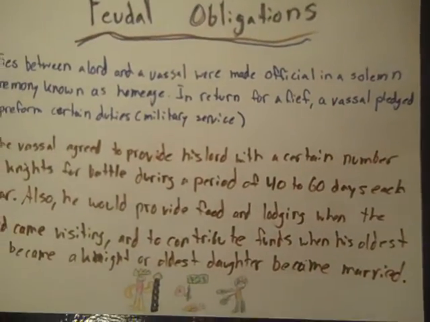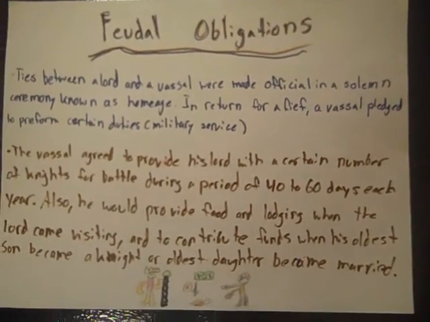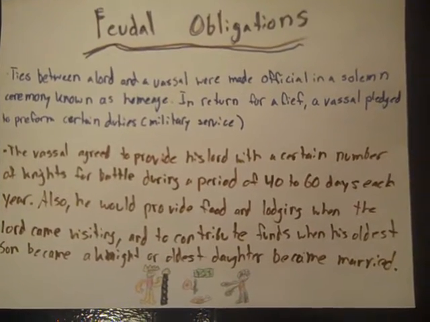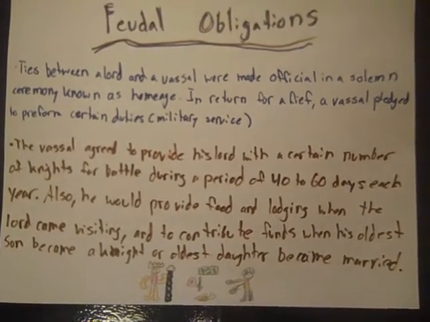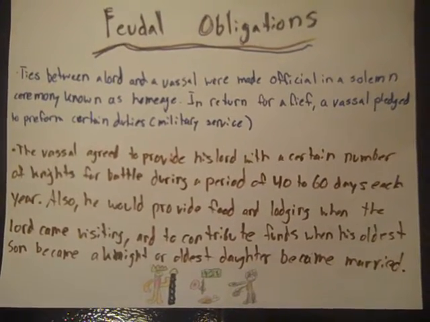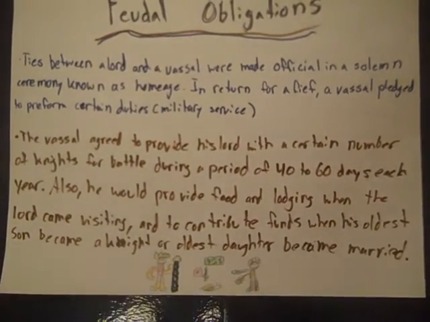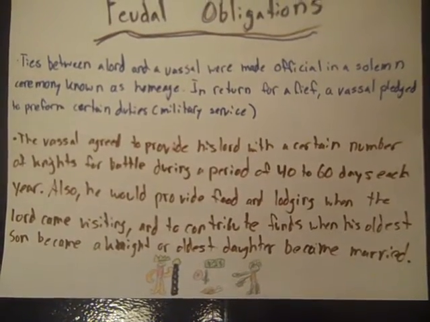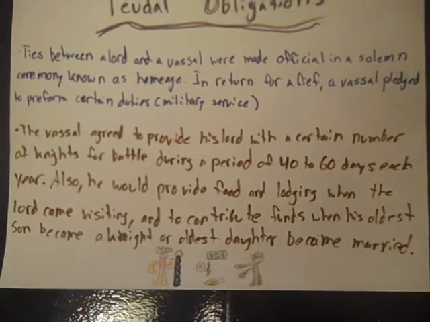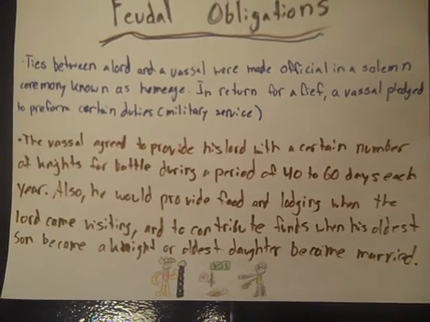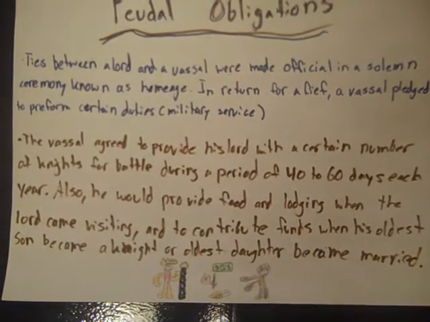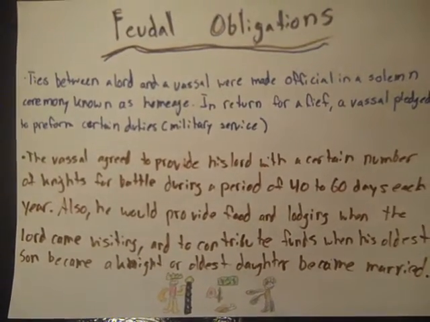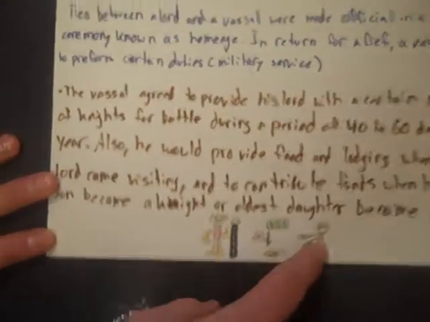Feudal obligations. Ties between a lord and a vassal were made official in a solemn ceremony known as a homage. In return for a fief, a vassal pledged to perform certain duties or military service. The vassal agreed to provide his lord with a certain number of knights for battle during a period of 40 to 60 days each year. Also, he would provide food and lodging when the lord came visiting, and contribute funds when his oldest son became a knight or his oldest daughter got married. As you can see, the knight is providing money, military service, and food for the king.